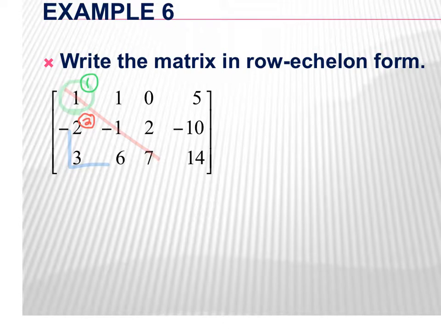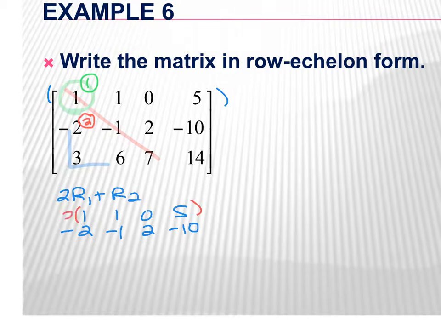But I'm replacing row 2. I'm not replacing row 1. So I'm going to do 2 times row 1 plus row 2. So I'm going to multiply row 2. I'm actually going to write it out so you can see it. And this is where those negatives come back to haunt you. So be really careful when you write this out. So that's row 1 and row 2. I'm going to multiply row 1 by 2 and add it to row 2.